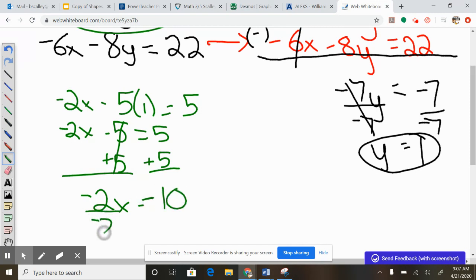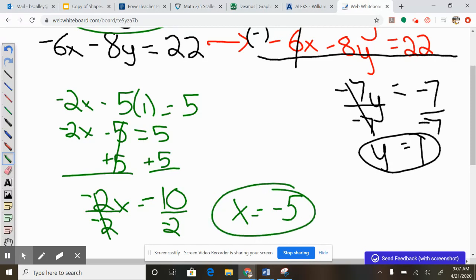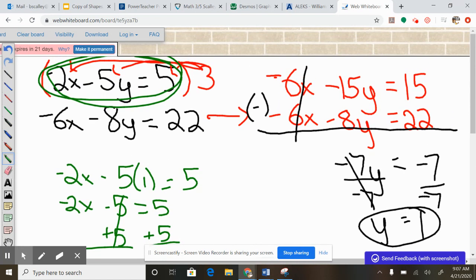Divide by -2, and that's going to give me that x is -5. So I have my x value, I have my y value, and that is the point where they would intersect if I graph these. So same steps as before, but the only thing I had to do differently was I had to take this top equation and multiply it by 3 so that I actually had some matching coefficients here.